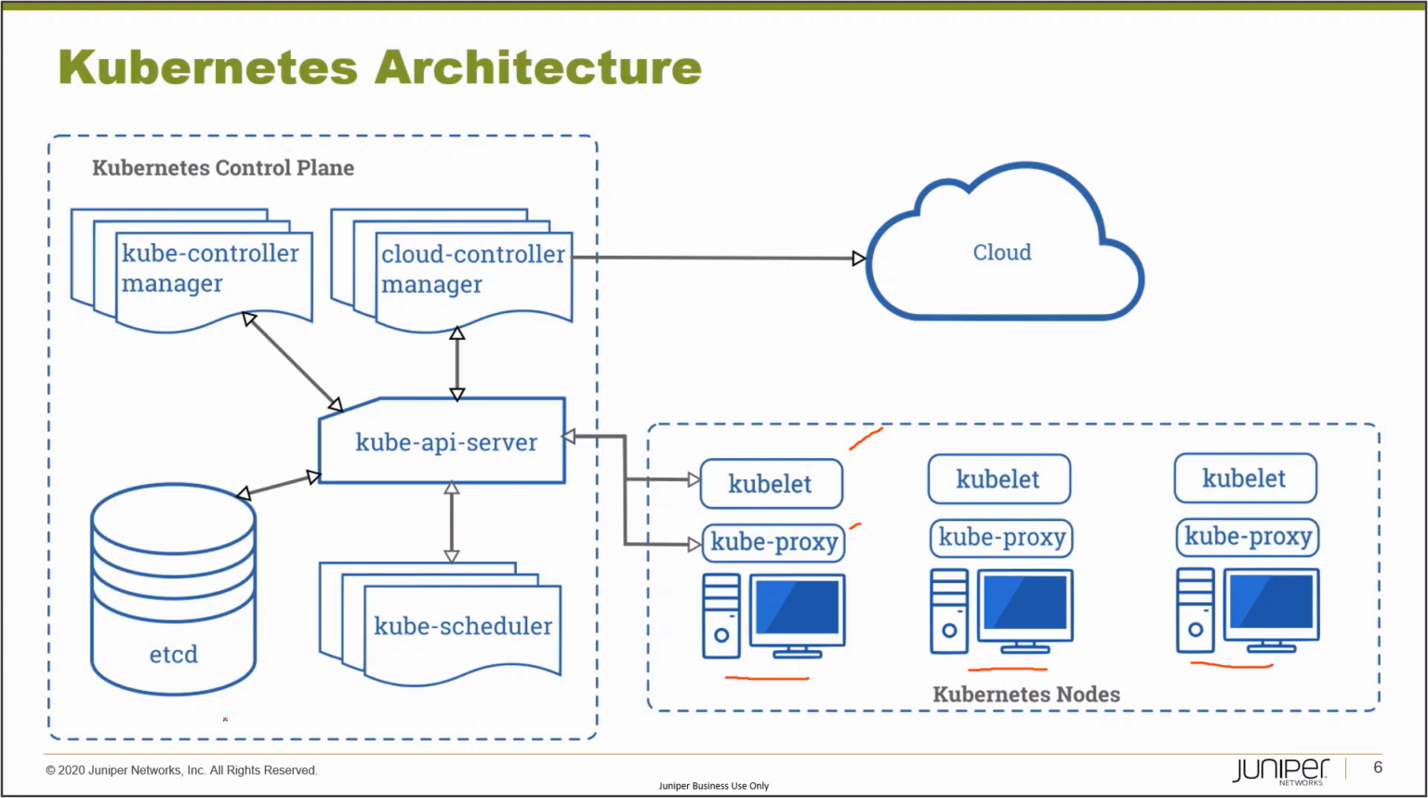In the control plane, we have an etcd database. This stores all of the Kubernetes state data. The kube-apiserver is really the central management point of the Kubernetes control plane.